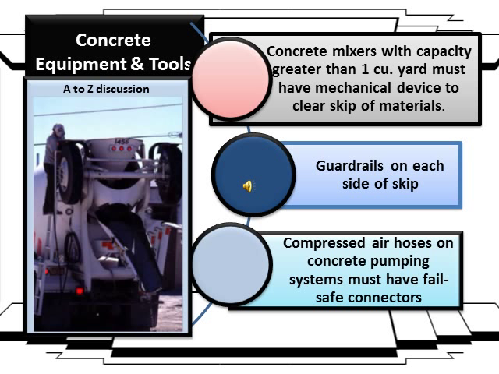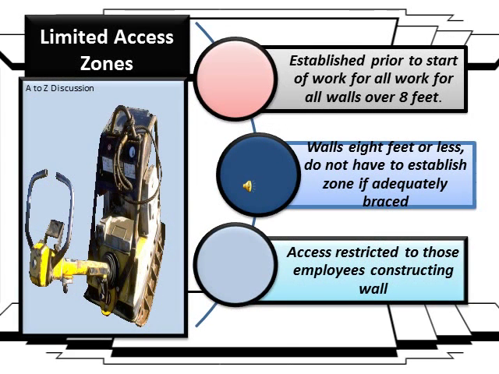Concrete mixers with a capacity greater than 1 cubic yard must have a mechanical device to clear the skip of material. Guardrails should be on each side of the skip, and compressed air hoses on the concrete hose pumping system must have fail-safe connectors. Limited access zones. These are established prior to the start of work for all work on walls over 8 feet. Walls 8 feet or less do not have to have an established zone if adequately braced. Access is restricted to those employees constructing the wall.